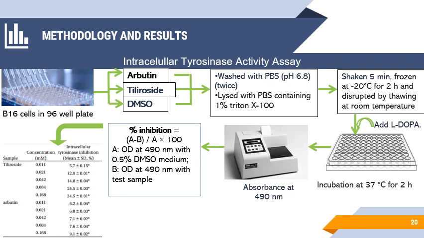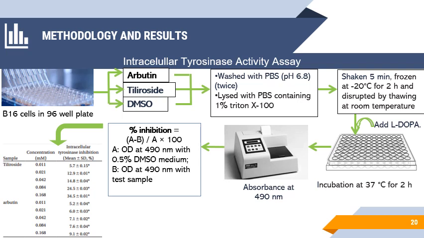The next one is intracellular tyrosinase activity assay. First, B16 cells in a 96-well plate are added arbutin, Tiliroside, and DMSO, and then washed with PBS with pH 6.8 twice and lysed with PBS containing 1% Triton X-100, and then shaken for 5 minutes, frozen at minus 20 degrees Celsius for 2 hours and disrupted by thawing at room temperature, and then L-DOPA is added as a substrate, and then incubated at 37 degrees Celsius for 2 hours. After that, absorbance is measured at 490 nanometers.